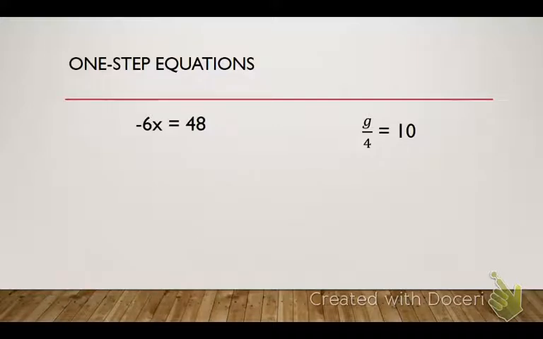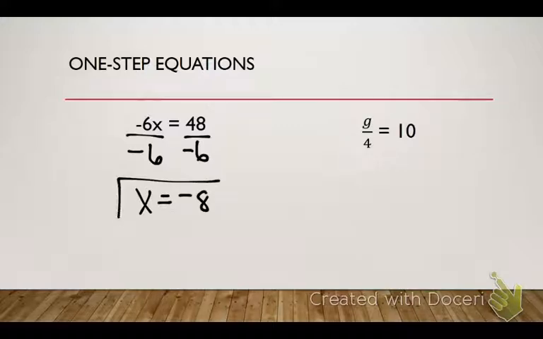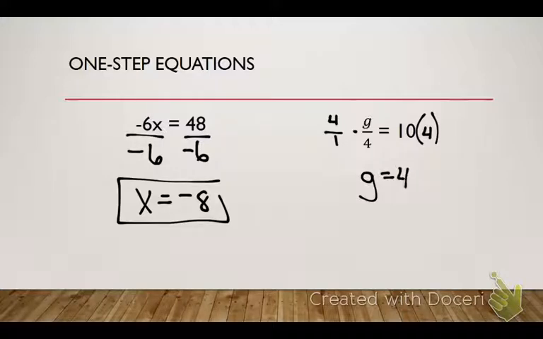First things first, what do I do to both sides? Divide by -6. X equals -8. All right, now on the second side, g over 4 equals 10. What do I do to both sides? Multiply by 4. And g equals 40. Very good. All right, who got them both?